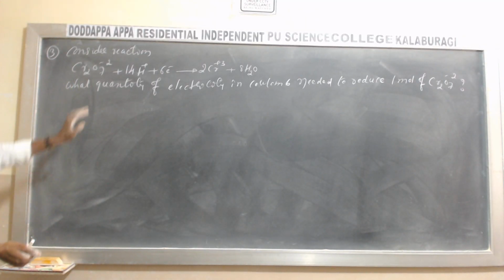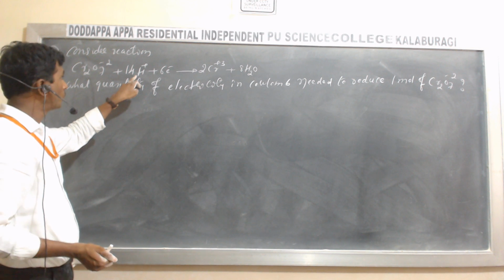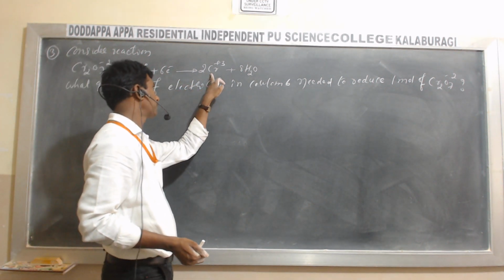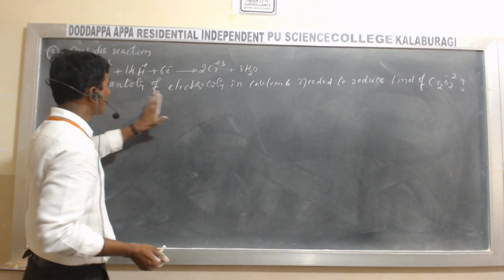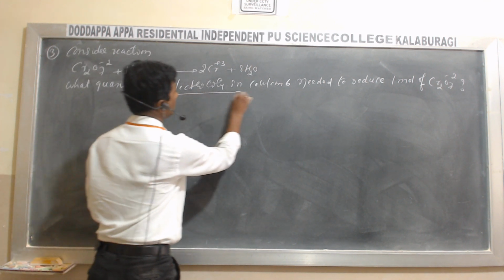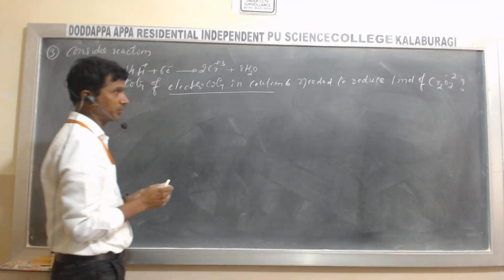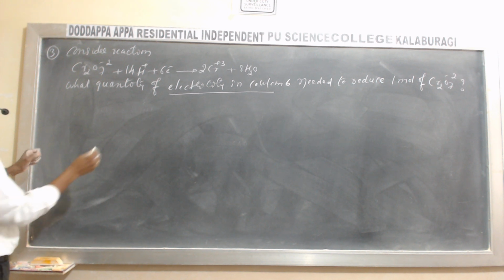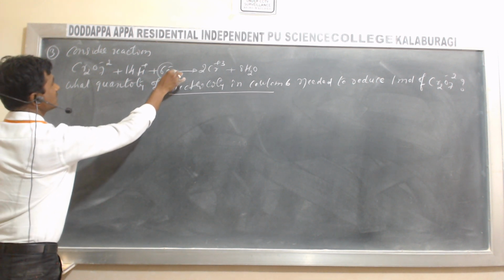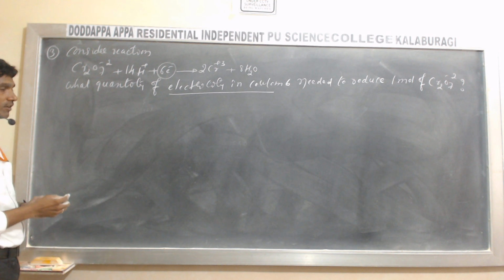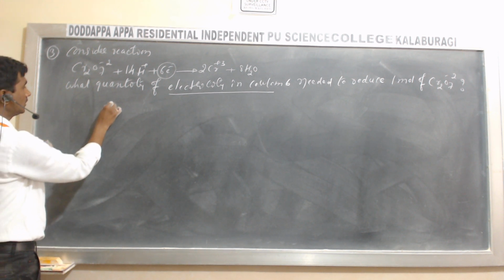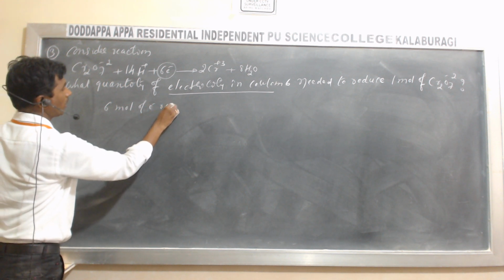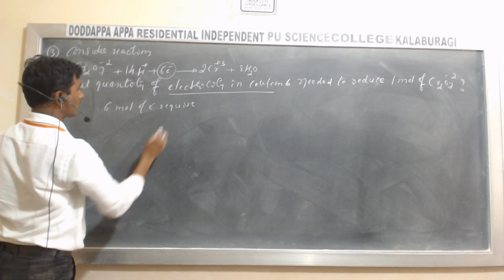Consider the reaction Cr2O7 2- plus 14H+ with the addition of 6 electrons gives 2Cr3+ plus 7H2O. What quantity of electricity in coulomb is required to reduce 1 mole of Cr2O7 2-? Here, how many moles of electrons are added? 6 moles of electrons are added. So 6 moles of electrons are required.